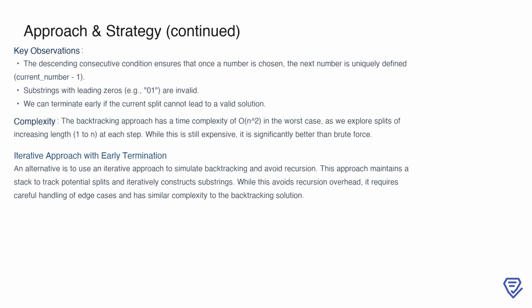There are several key observations that make this approach efficient. First, the descending consecutive condition ensures that, once we pick a number, the next number is uniquely defined as 1 less than the current number.